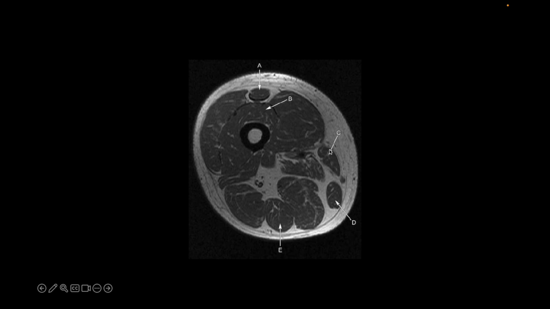C is your sartorius, and then D would be your gracilis. Remember, try not to get them mixed up. They have a similar caliber, don't they? But sartorius is more superior than gracilis, is a good way to remember it. And then E is your semitendinosus muscle. Remember, membranosus is more medial than tendinosus in the upper thigh. And then this would be your biceps femoris muscle, the long head specifically.